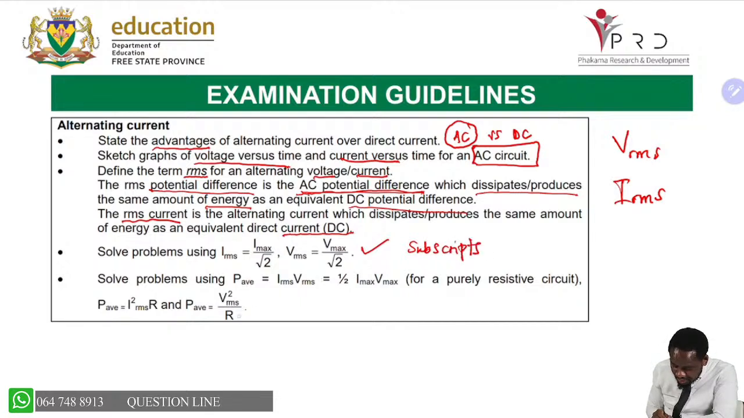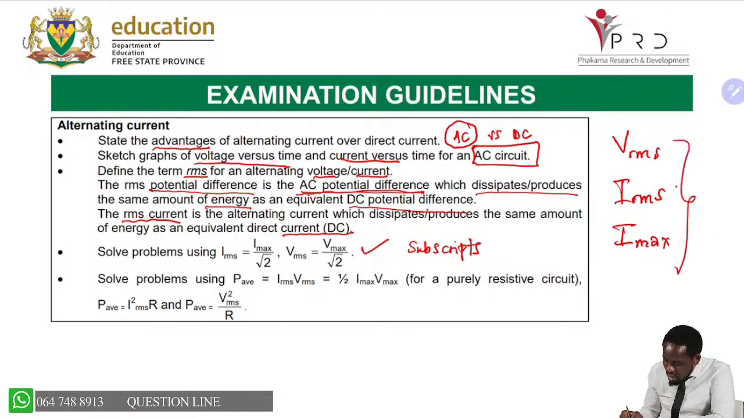Pay attention to the subscript. We don't just talk of current. We talk about current root mean square, or root mean square current, or we talk about the peak current, which is the maximum. If we also talk about V max, which is the peak voltage, all these are for an AC generator, right?